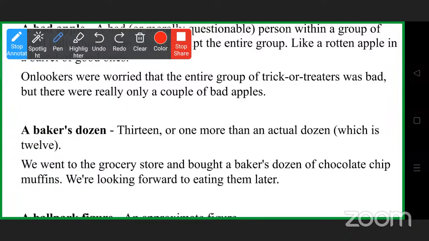Baker's dozen is what they call it when someone makes one extra. For example, we went to the grocery store and bought a baker's dozen, meaning we bought 13 chocolate chip muffins.